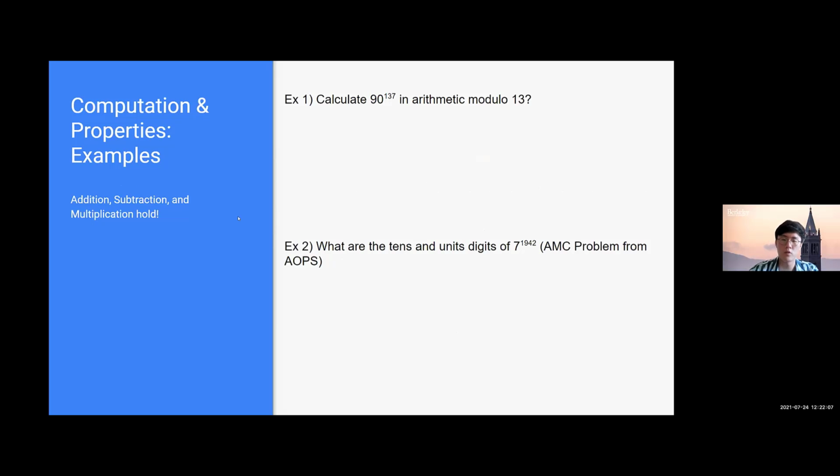So the first example asks you a pretty traditional modular arithmetic question: calculate 90 to the 137 in arithmetic modulo 13. And the second one is more of an application. Modular arithmetic is pretty strong when you need to find the last digits of very big numbers. So what are the tens and units digits of 7 to the 1942? This is also an official AMC problem from Art of Problem Solving.